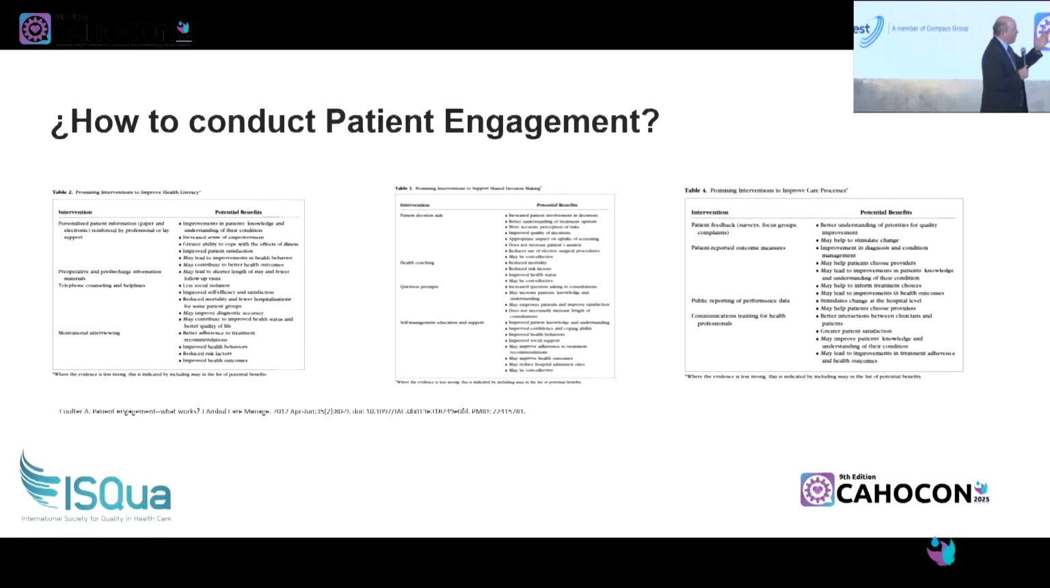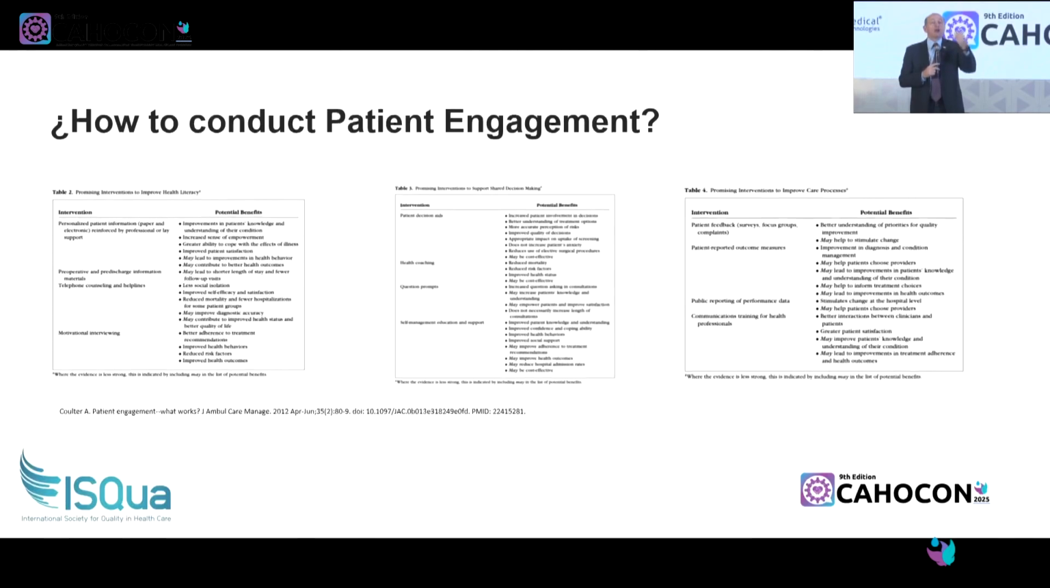And finally, there are a number of interventions that help improve the process of care, because we are one of the few industries where processes of care are not designed with consumers. And that's, again, curious. So we have health literacy, shared decision-making, and different processes of care. But this is from 2012, and this has been the guide for patient engagement for many years.